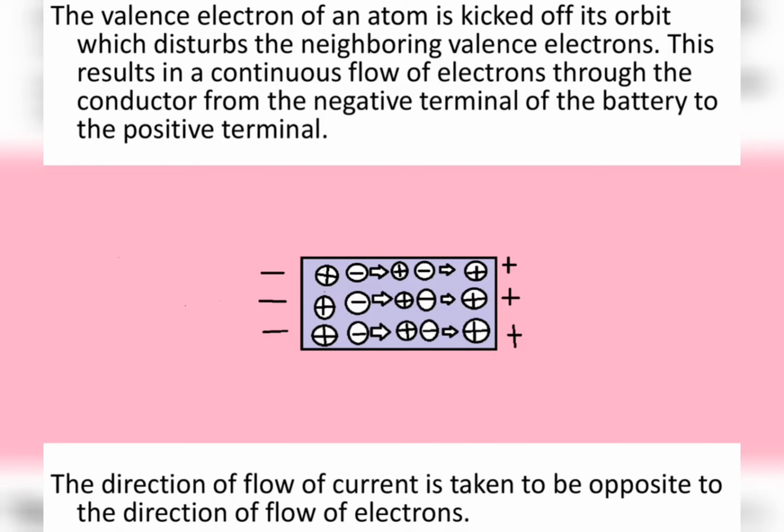Why negative terminal? Because there is a surplus of electrons, so from there the electrons continuously flow through the wire, and the free electrons move through the wire towards the positive terminal. Now, conventionally, we say that the direction of current electricity is opposite to that of the flow of electrons.